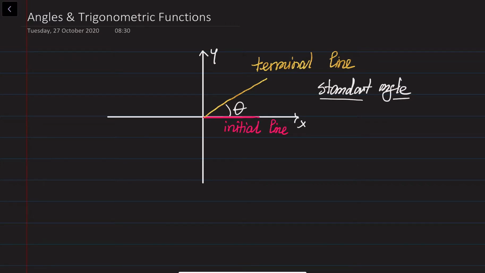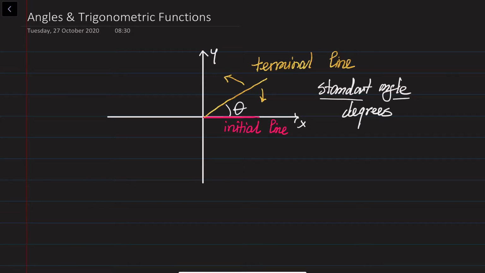So the initial line is always going to be here along the x-axis, and the terminal line might change. It might rotate around the origin in the clockwise direction or in the counterclockwise direction. And we call this angle a standard angle. This angle, for example, might be 30 degrees or 50 degrees or 60 degrees. We're going to measure these angles in degrees.